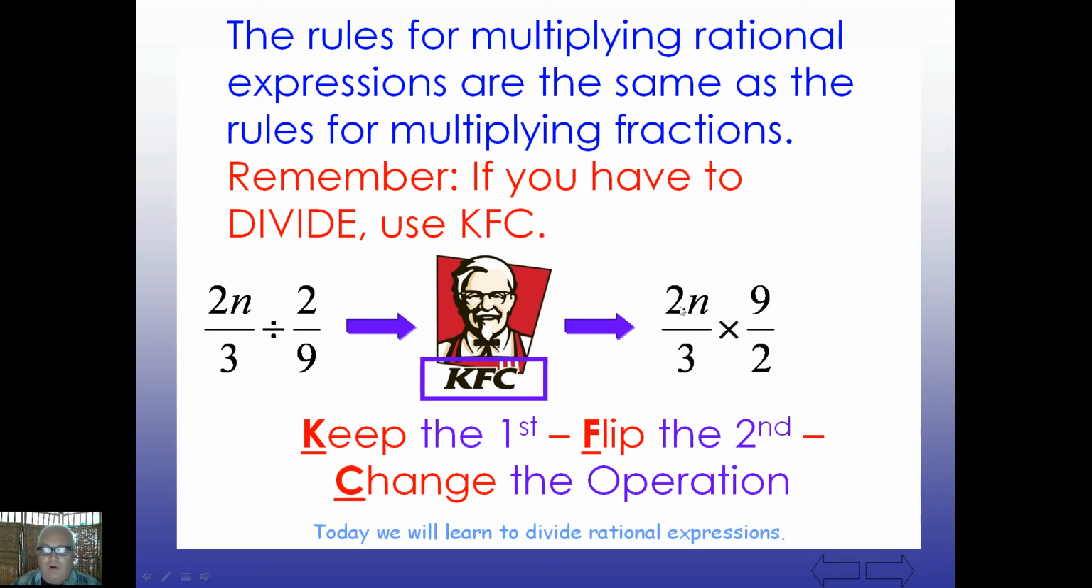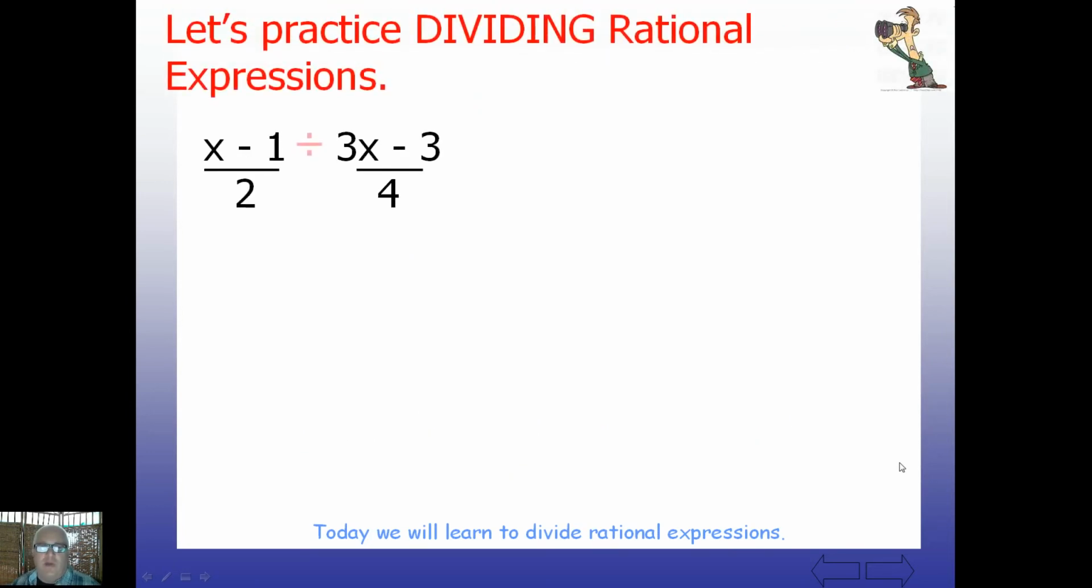So we're going to keep the first, flip the second over, so we get n over 2, and change this to multiply. And then we can simply reduce. I'm not going to do the rest. That's just trivial for you to solve on your own there. But you can see how we reduce and get our answer. All right, let's practice dividing rational expressions.